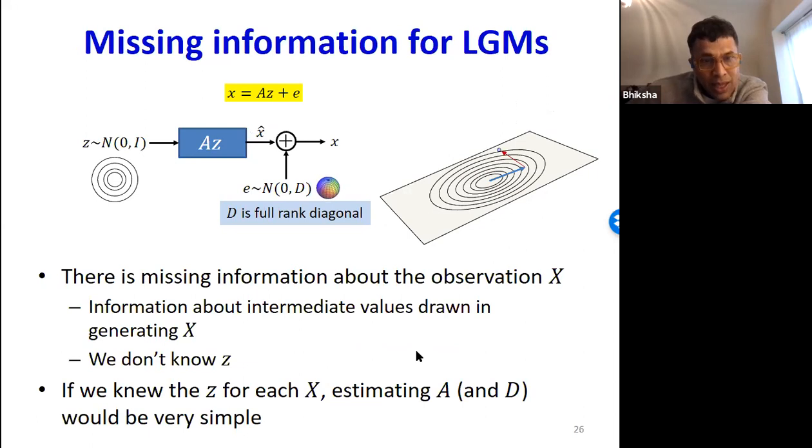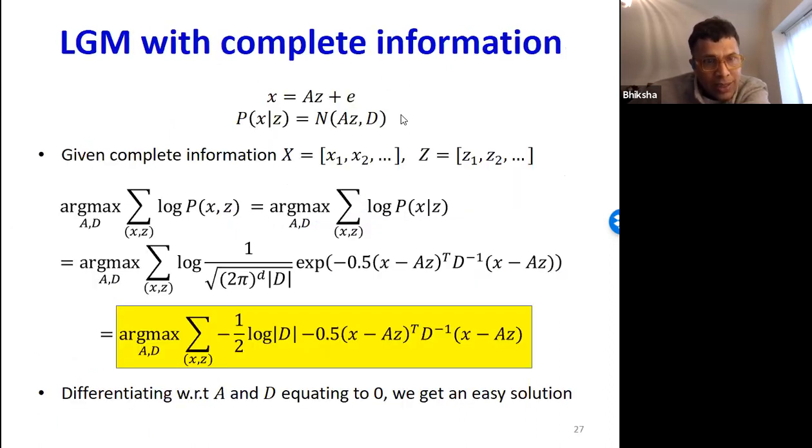But then, as in the case of PCA, there is missing information about the observation. There's information missing about the intermediate values that were drawn in generating any instance. If I knew exactly where on the plane the first step took me, then basically the length of this line, right? If I knew the length of this line and the general direction of this line for every one of my training instances, if I knew the z value for each of my training instances, then I could compute the bases for the plane and the covariance for the noise. How so? Here it is.